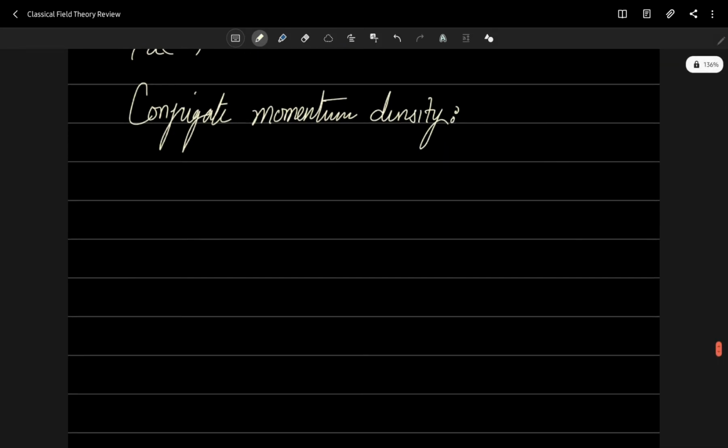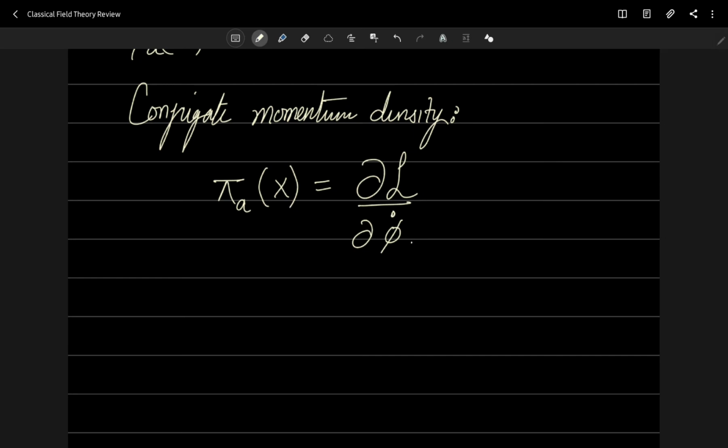It is defined as this pi, it's just a variable, right, of x is equal to partial L over partial phi dot a. So this is your conjugate momentum density, and therefore that's why I have used the symbol pi instead of p, because it's your momentum density.